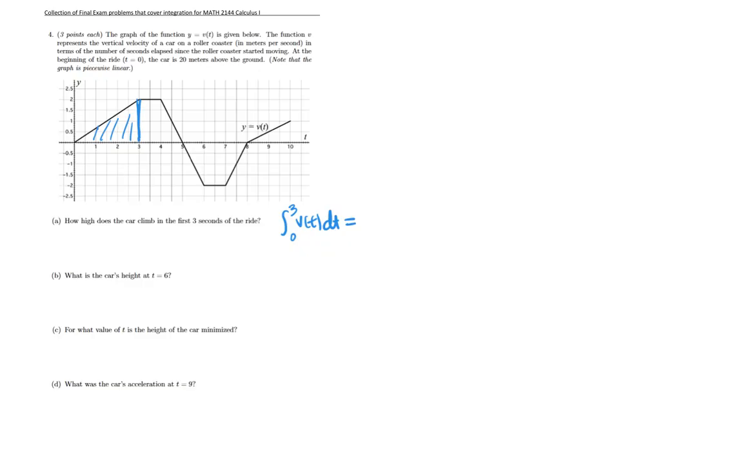So essentially I'm taking a velocity times time, and that gives me a distance. So I'm adding up pieces of distance from 0 up to 3. So if I just do that area geometrically, it's going to be 1/2 times the base, which is 3, times the height, which is 2. So that just gives me 3. So the car climbs 3 meters in the first 3 seconds.